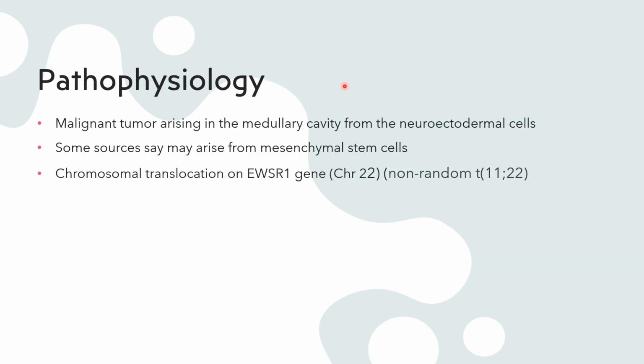Talking about the pathophysiology, as I just mentioned, this is usually a chromosomal translocation involving the EWSR1 gene. It's found on chromosome 22, and it's usually a translocation between chromosomes 11 and 22. Some sources say that the tumor arises from mesenchymal stem cells, but the majority agree that the malignant tumor cells arise inside the medullary cavity and from neuroectodermal cells.